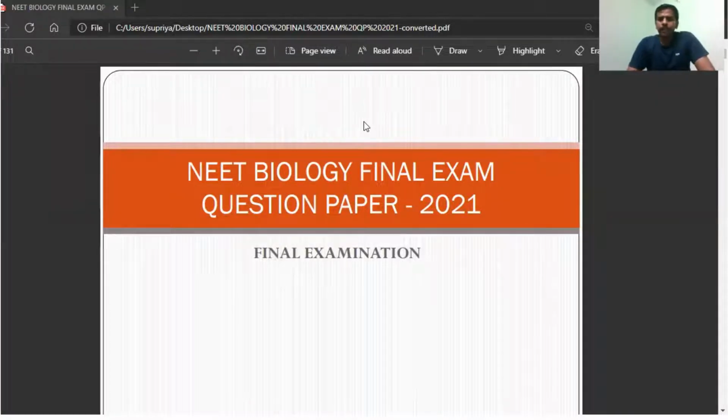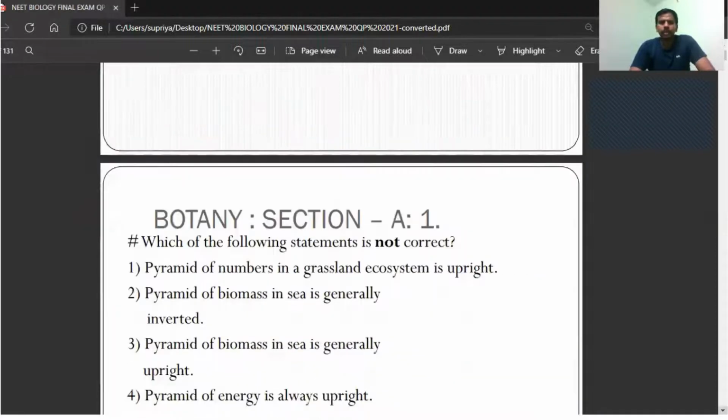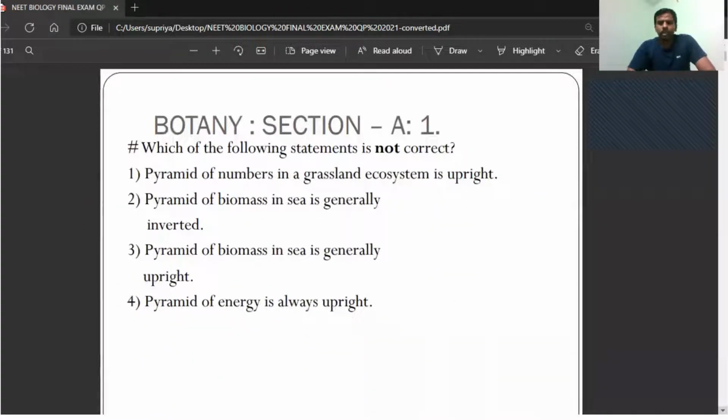Students, I'll discuss the 2021 NEET Biology final exam key. In that, we'll see the first question from the botany. Which of the following statements is not correct?